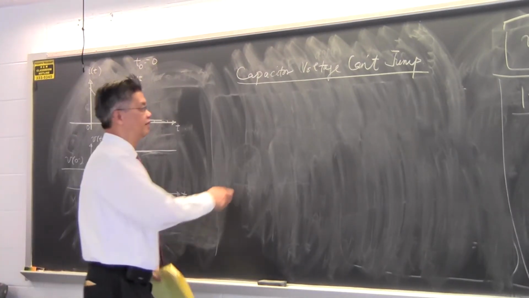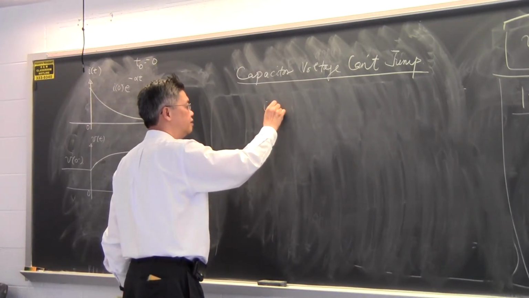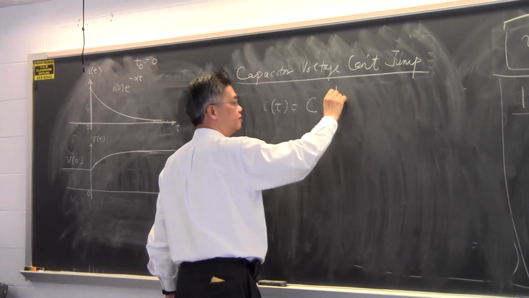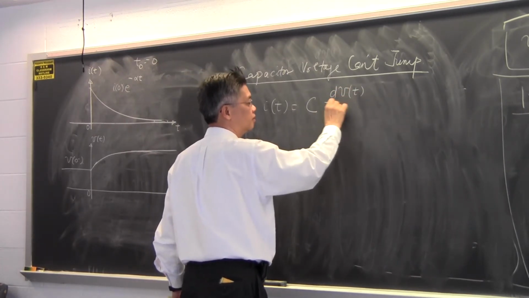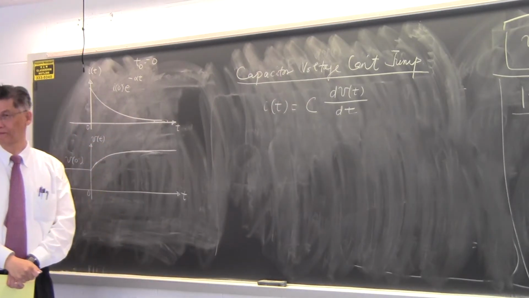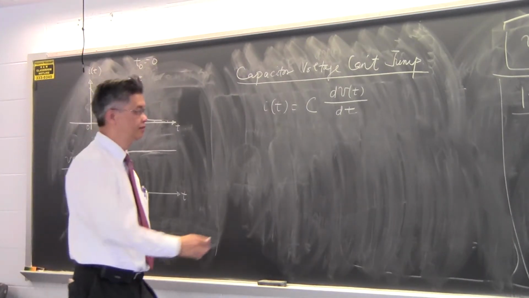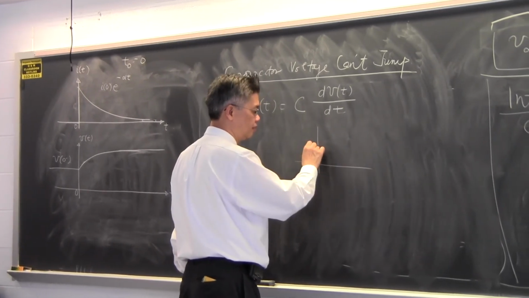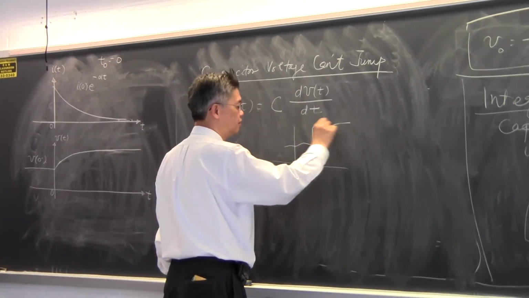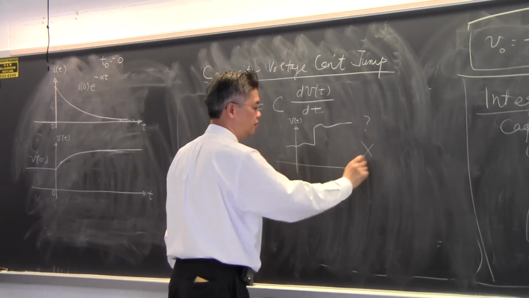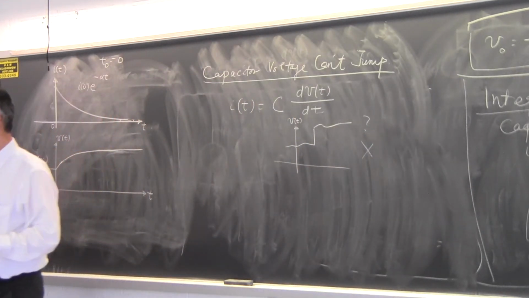What is the reason for that? It's because the current, as a function of time, is the capacitance times the derivative of the voltage as a function of time. If there's a jump, say if v of t looks something like this, this is not possible. That's what it means.